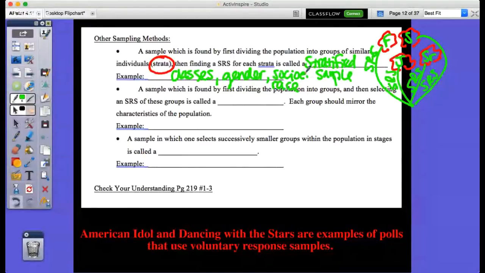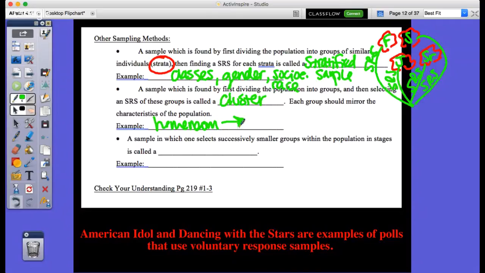The second one we have: a sample which is found by dividing the population into groups, then selecting an SRS from each group, is called a cluster sample. Each group should mirror the characteristics of the population. That's very important, right? So we want to make sure that each of these is representative of the population. A good example would be homerooms, though I would say be careful on homerooms, because each group should mirror the characteristics of the population.